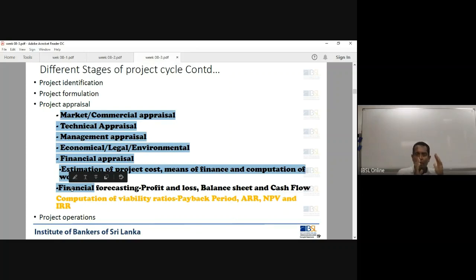Because when we know the market, based on the market capability, we can decide the plan. If I can sell only 100,000 pieces per month, I need to plan the factory to meet that. If you produce 500,000 pieces per month, there is no point. So it may be 150,000. Then you have the capacity to expand, right? That is the technical appraisal.